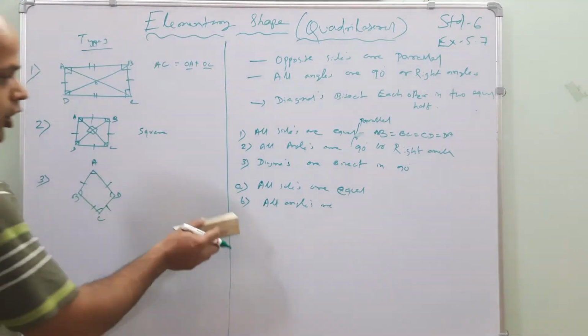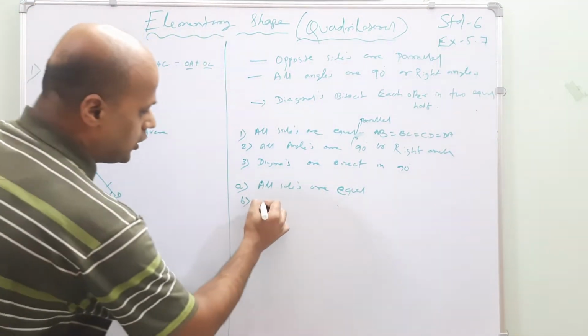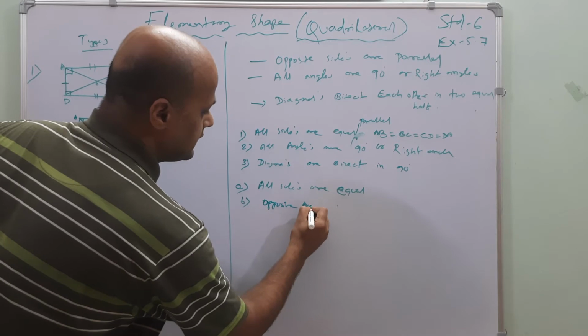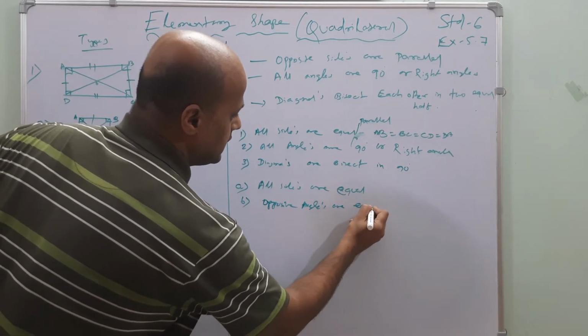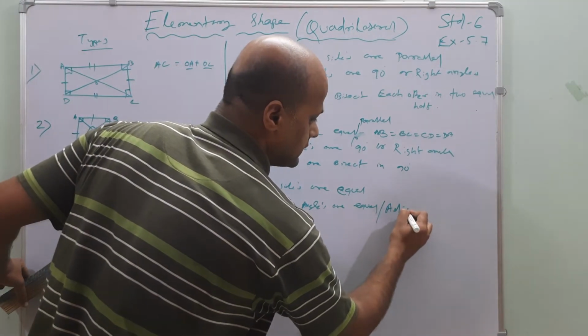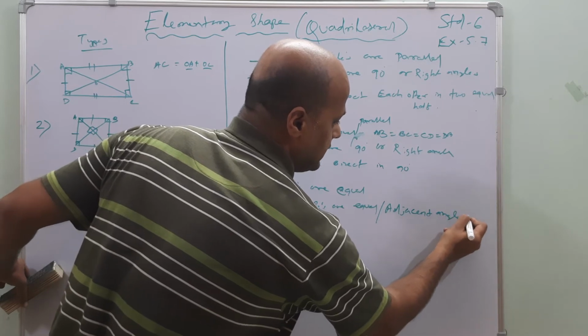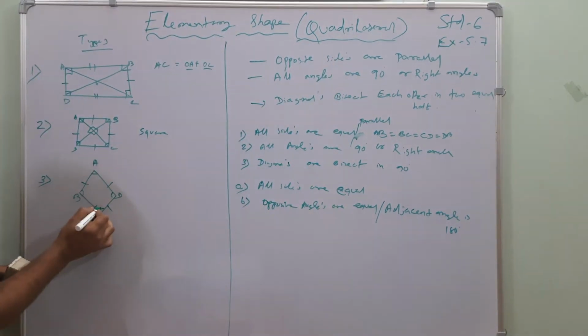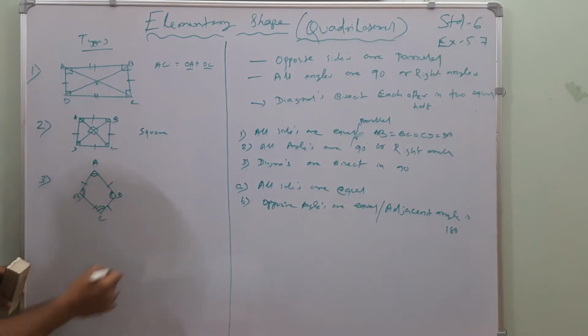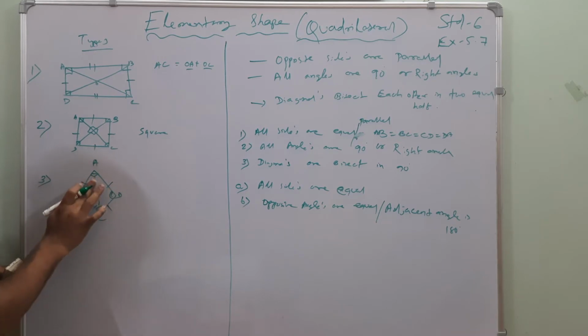You can say that opposite angles are equal, as well as adjacent angles add up to 180 degrees. First, this angle is equal to this angle. These two are called opposite angles. Angle A and angle C are opposite, and again angle B and angle D are opposite.